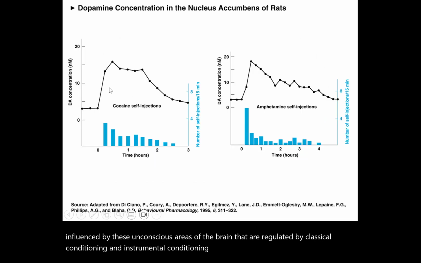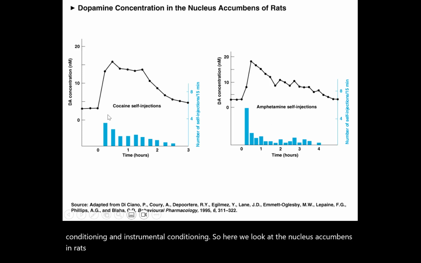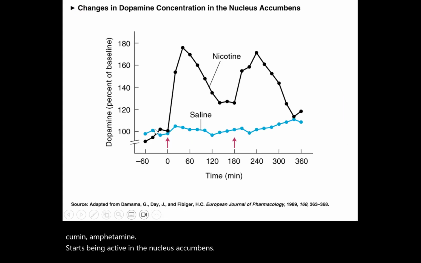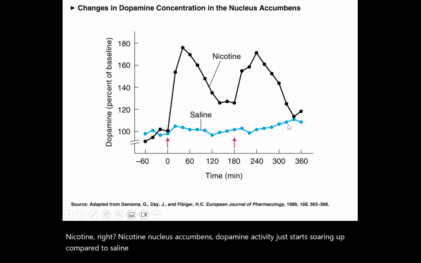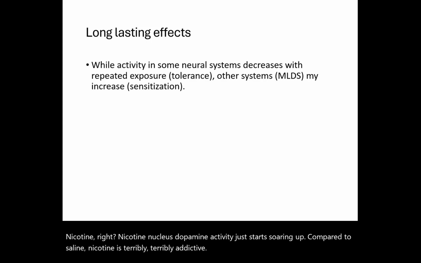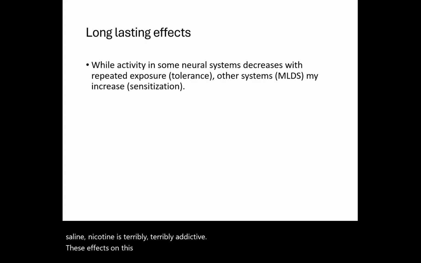So here we look at the nucleus accumbens in rats, the dopamine. Here's the cocaine, dopamine starts activating in the nucleus accumbens. Amphetamine, dopamine starts being active in the nucleus accumbens. Nicotine, right? Nicotine, nucleus accumbens, dopamine activity just starts soaring up compared to saline. Nicotine is terribly, terribly addictive. These effects on this system, this hypersensitivity to this motivating system, is very long lasting.